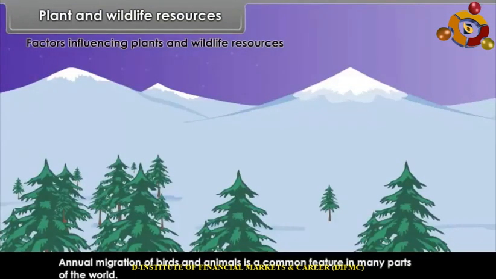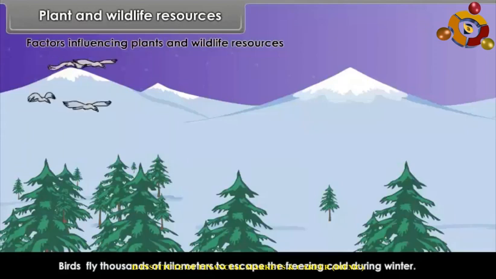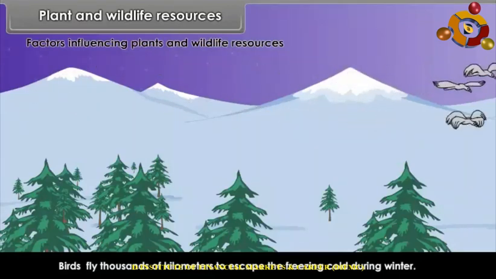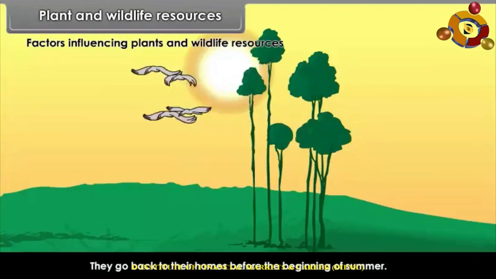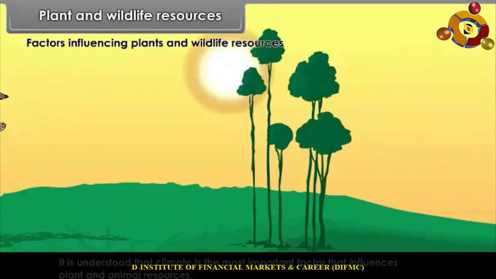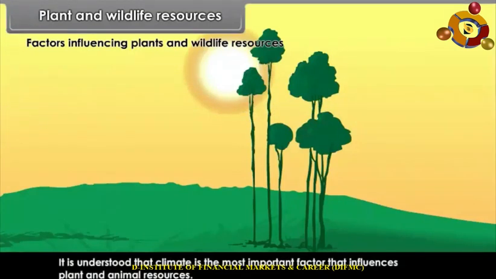Annual migration of birds and animals is a common feature in many parts of the world. Birds fly thousands of kilometers to escape the freezing cold during winter. They go back to their homes before the beginning of summer. It is understood that climate is the most important factor that influences plant and animal resources.